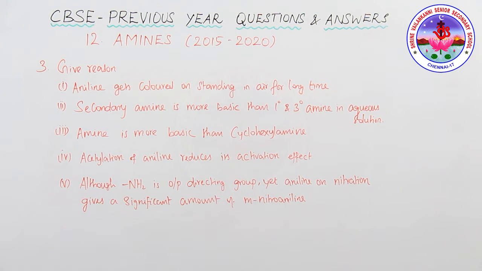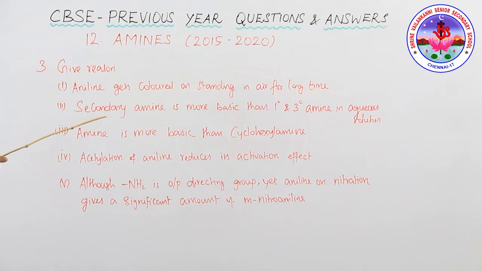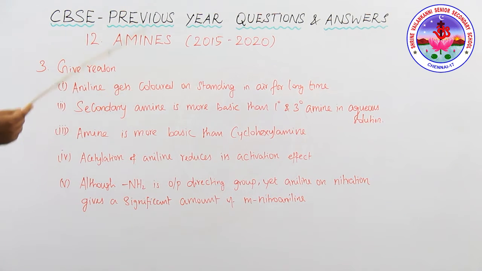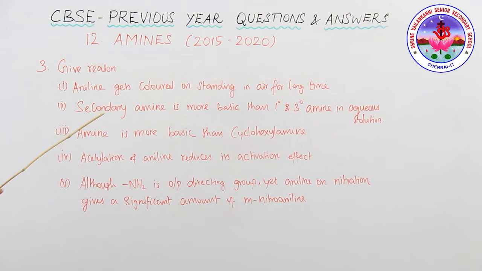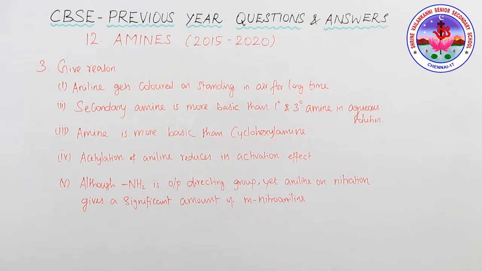The reason is oxidation. Then, secondary amine is more basic than the primary and the tertiary amine. It is because the secondary amine is more stable than the primary and the tertiary amine, due to the plus I effect and the solvation effect. The reason is you have to write plus I effect and the solvation effect.